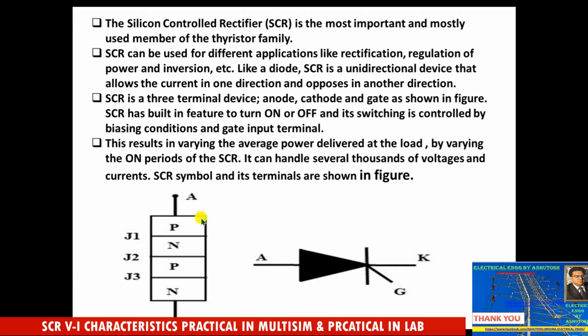Basically, this is a 4-layer device and a 3-junction device. There are 4 layers, P, N, P, N, and these are 3 junctions, J1, J2, and J3. Okay, so moving ahead.